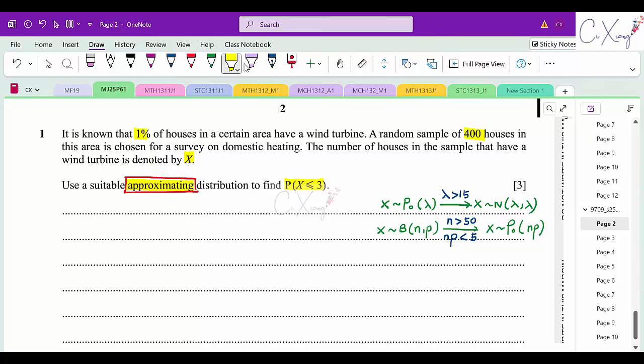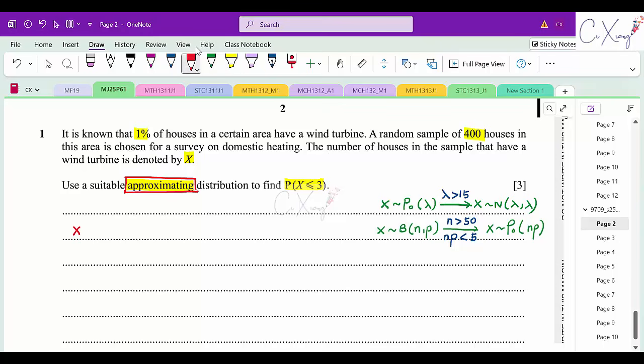Okay, if you have a look at this question here, we have a large sample of 400 houses, and only 1% of the houses have a wind turbine, and this 1% is actually the probability p. And if you double check, we have 400, and we are interested in finding the probability of the number of houses being less than or equal to 3. So 400 is a large sample, and this structure belongs to binomial distribution.